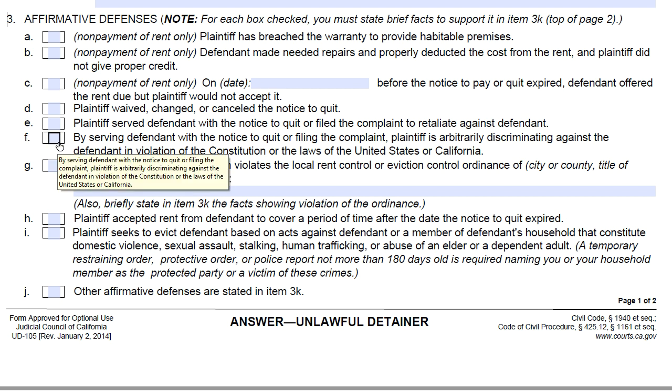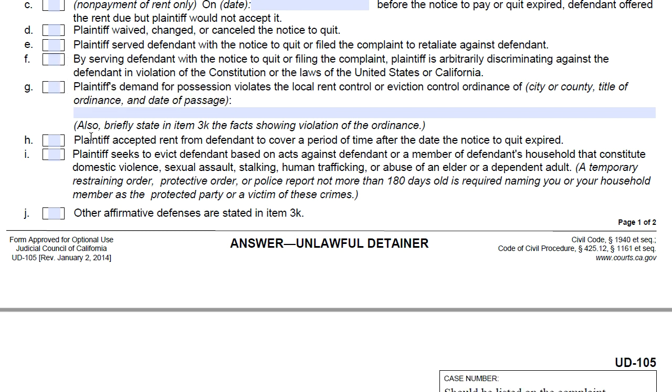F is if you believe that they are discriminating against you on the grounds of things like your race or your gender or your sexual preference, then you can put that box down.